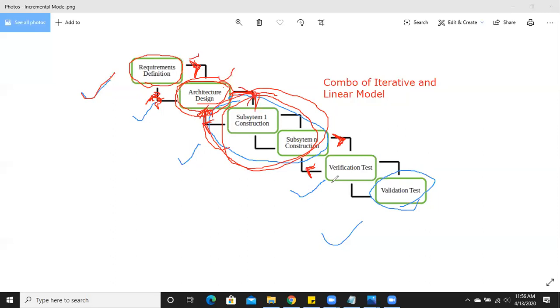After the testing phase, we again have the maintenance test or the validation test. So in the maintenance, just a minute.